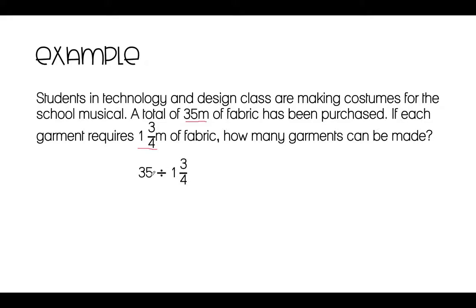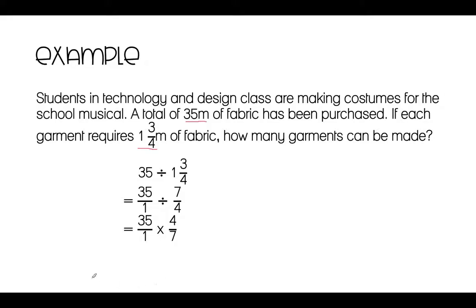And what we do is we go 35, because that's what we have, divided by 1 3/4. Now converting this into an improper fraction, we get 35 over 1, because we need this as a fraction, divided by 7/4, because we went 1 times 4 is 4, plus 3 is 7, which makes our 7. Now we're going to flip the second one and change it to a multiplication.